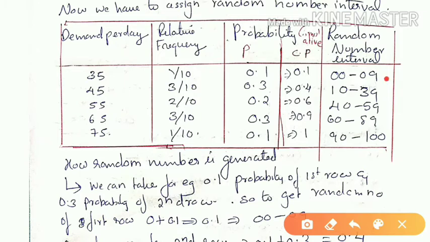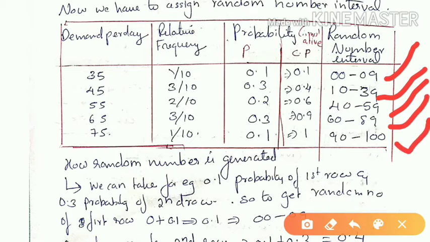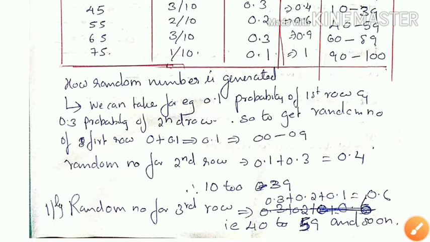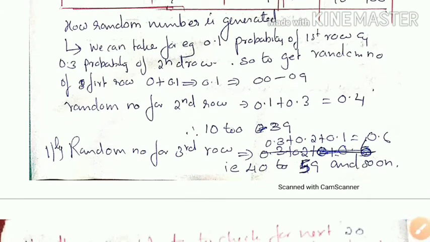For the next one, 0.4 is considered as 40. So minus 1 is 39. So 10 to 39 is the next random number interval. For 0.6, that is 60, minus 1 is 59. 40 to 59 is a random number interval. Next is 89. 60 to 89 is a random number interval. And next is 90 to 100, since 1 is 100. We have to take the complete interval 90 to 100. This is how we generate random numbers.